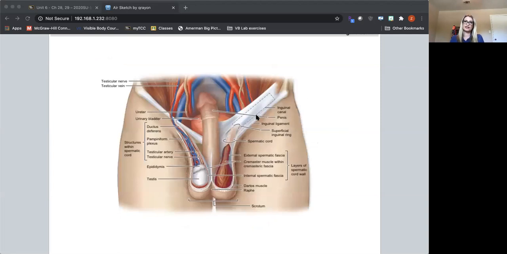So let's go ahead and switch to this view here. And here we can see the spermatic cord really nicely. So the spermatic cord is a structure that houses the vas deferens. It houses vessels that are going in and out of the testes, as well as some nerves. And those muscles that I was mentioning, we have the cremaster muscle, which is this one right here. And then the dartos muscle is a flat, sheet-like muscle in the scrotum. So that's this muscle right here.